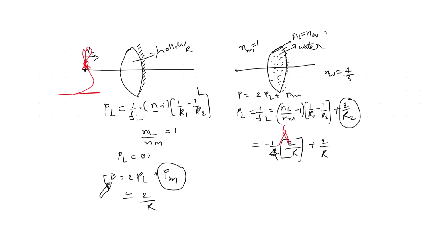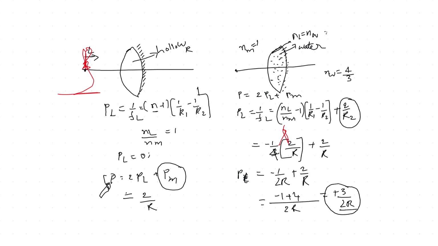So now the power of the lens in this case, when water is filled, and the total power of this combination of the silvered lens is minus 1 by 2R plus 2 by R. So 2R is the LCM. So now minus 1 plus 4, that equals plus 3 by 2R. See, the answer came positive. So the power is positive, it behaves like a concave mirror. Now if the R value is given, you can find it out.